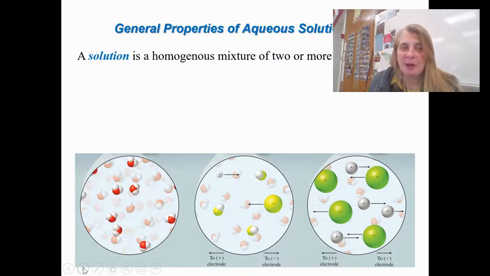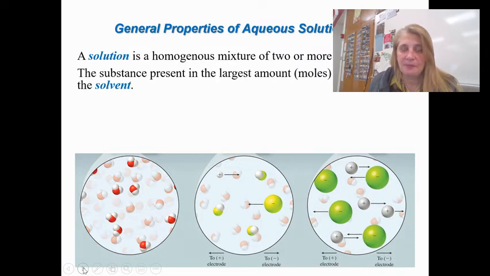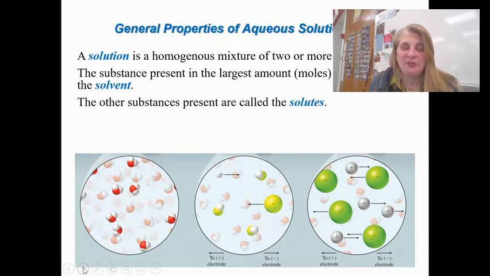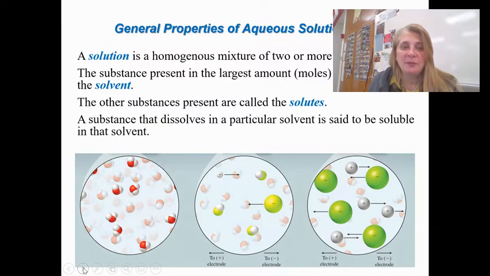So the general properties: a solution is a homogeneous mixture of two or more substances. The substance present in the largest amount is referred to as the solvent. And when we say amount, we're referring to the unit of moles. The other substances present in smaller amounts are called the solutes. A substance that dissolves in a particular solvent is said to be soluble in that solvent. So solubility is a measure of how much will dissolve.